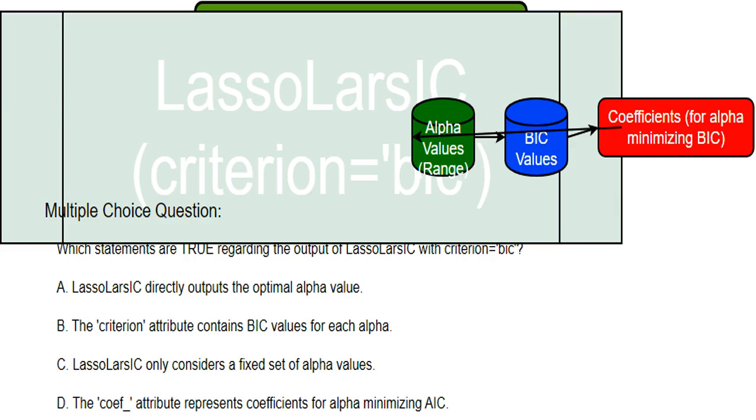LassoLarsIC doesn't use a preset list of alpha values. Instead, it explores many different values of alpha, each representing a different level of regularization strength, to find the one that yields the best model. Think of alpha as a knob. Higher values shrink the model's coefficients more aggressively, creating a simpler model, and lower values allow more complex models.